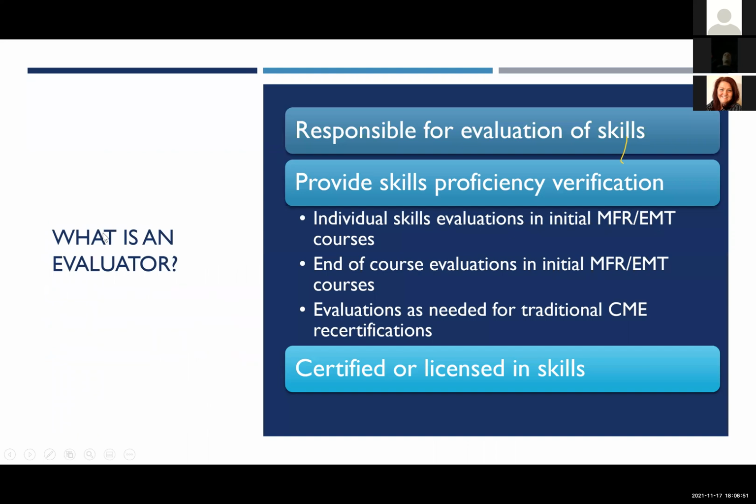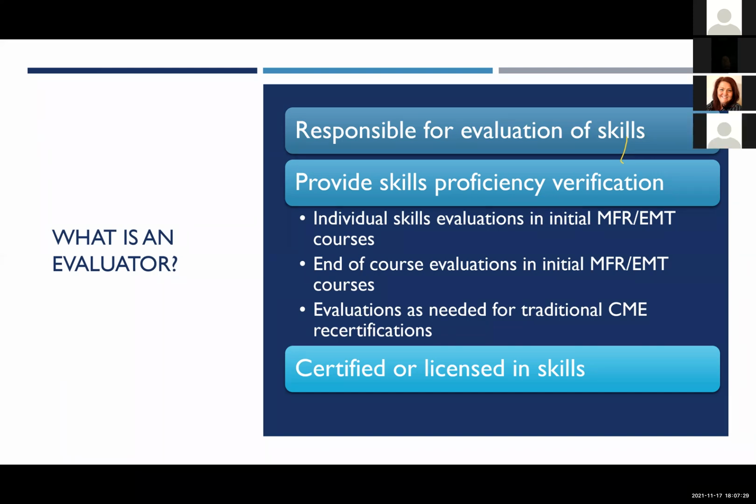To start, we're going to start with the basics. What is an evaluator? An EMS evaluator is responsible for the evaluation of skills within their own scope of practice, and they also provide skill proficiency verification. The autonomy provided by the state of Michigan allows them to verify skill proficiency for these entry-level providers. The final exam, if you will, takes place in their programs, and these evaluators are responsible for making sure we have proficient providers.